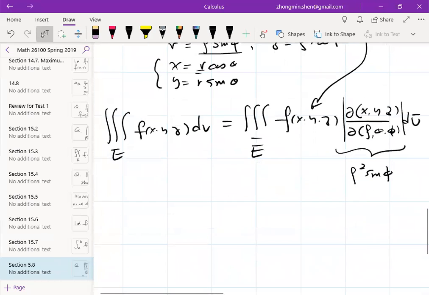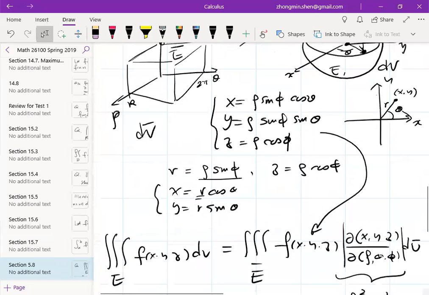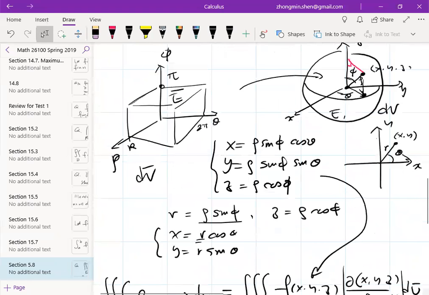But this is a very good example. Now we're going to look at some problems. For a real problem, the region E is not the whole sphere. Sometimes it is like a semi-sphere. Then you have to determine the corresponding E bar, which could be a portion of this rectangular box.